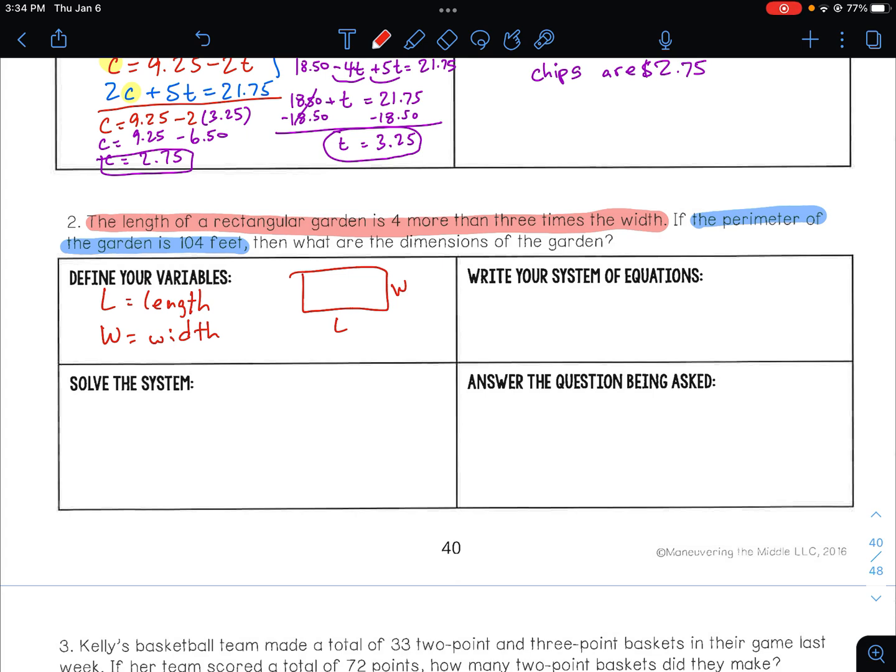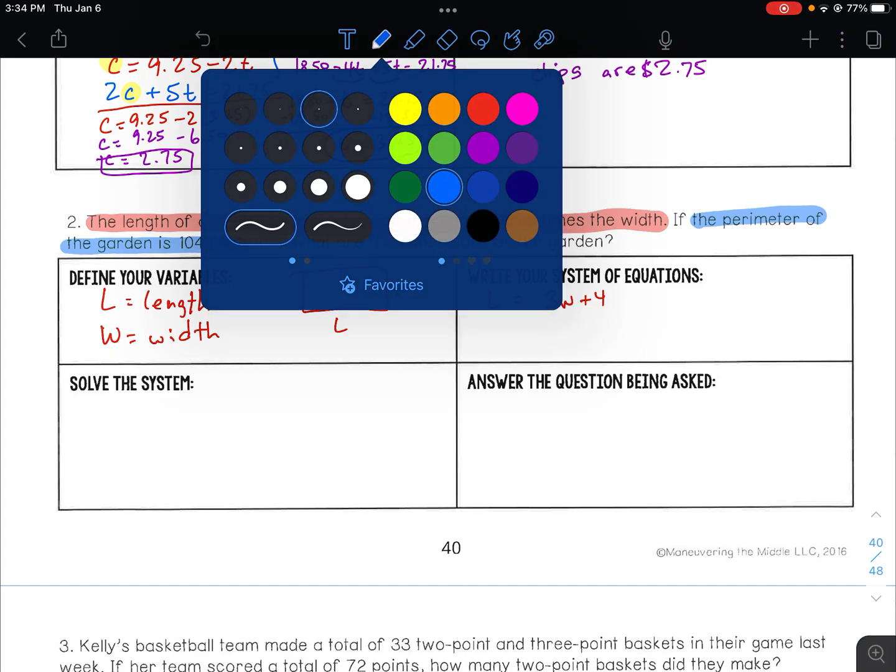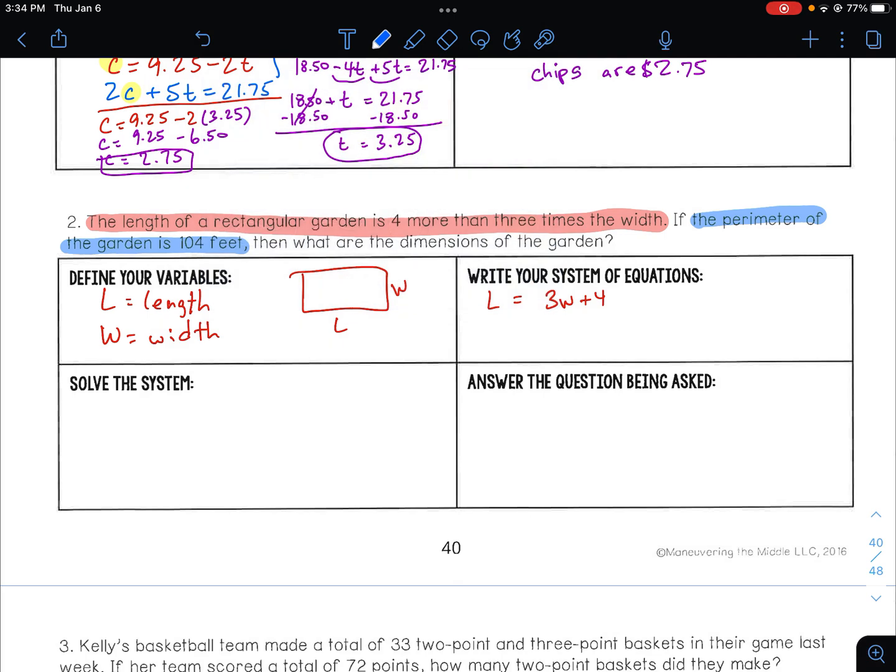What is my system of equations? So let's define my length. The length is 4 more than 3 times the width. So how do I get the length to be equal to the width? Well, I need to take that width, multiply it by 3 and then add 4 more to it, because the length is 3 times the width plus 4 more, right? 4 more than 3 times the width. So that's one equation. My second equation, I'm going to close the door because it's a racket outside.